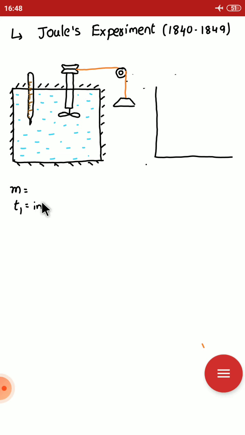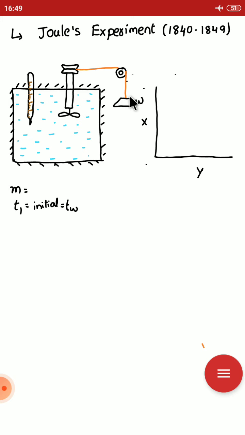Initial temperature of the water is T1. Pressure is taken as atmospheric pressure. This is a known weight W. These are the general coordinates, take x and y.